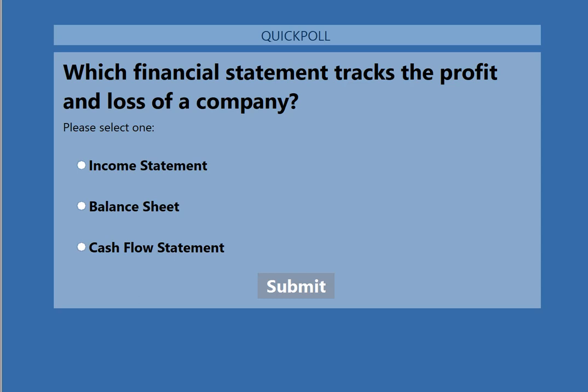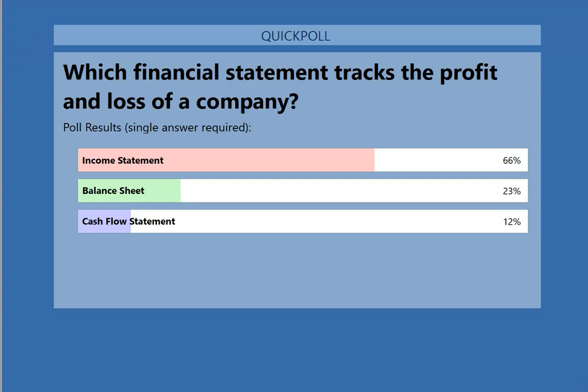So we have 64% of you voted. Give it another 5 seconds. All right, so let me close the poll and share with you the result. On your screen, you see that 66% of you picked income statement, 23% picked balance sheet, and 12% picked cash flow statement. Pauline, would you want to review the answer?